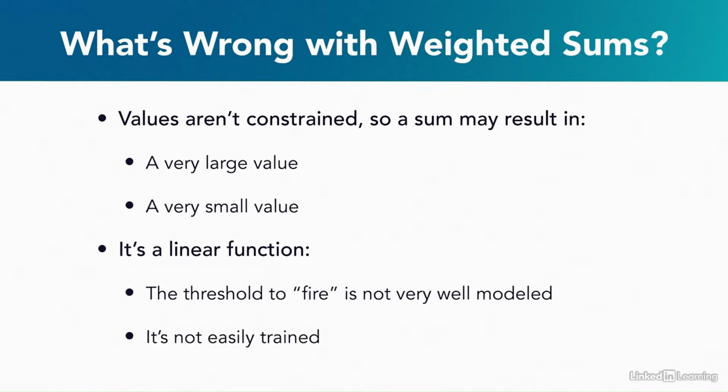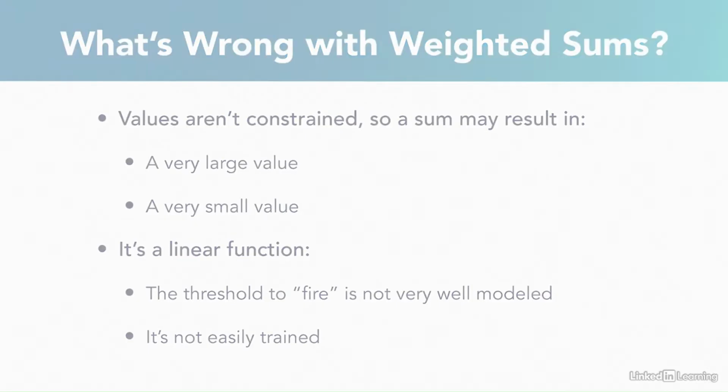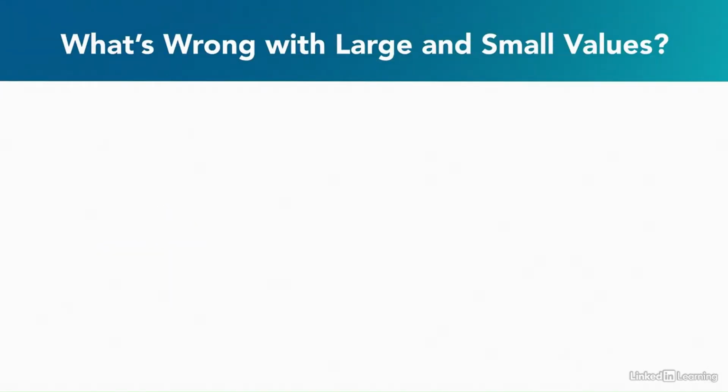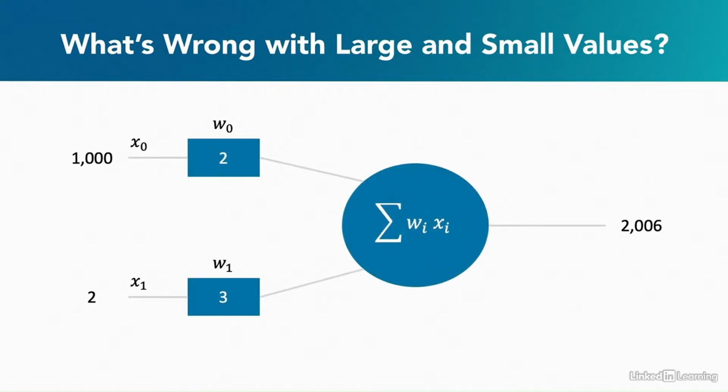It turns out that other functions that make learning easier are nonlinear. This is the real reason to add an element to our neuron. So what's wrong with having a very large and a very small value? Consider this example where we have a 2-input neuron and we are feeding 1000 to x0 and 2 to x1. For now, let's leave the bias weight at 0, so the bias is not shown to keep the diagram simple. If we run the neuron, we'll have a result of 2006.